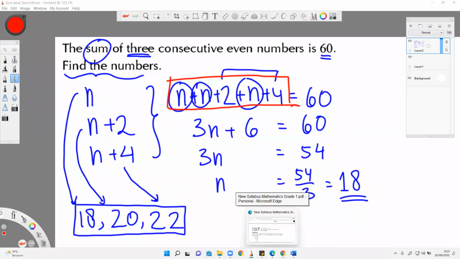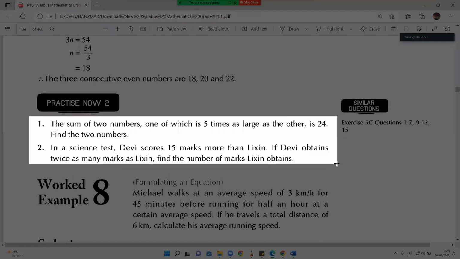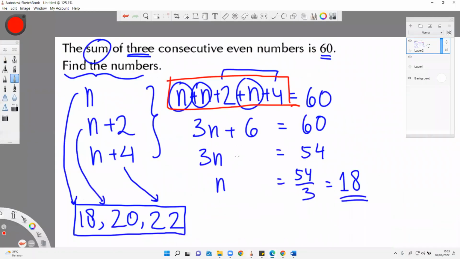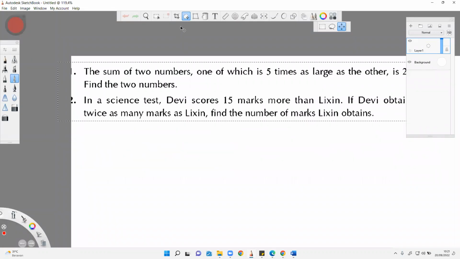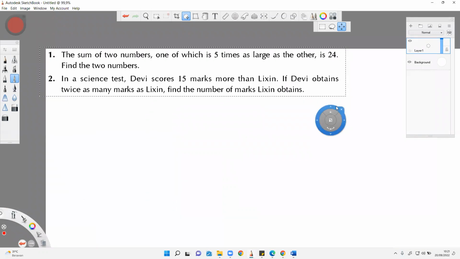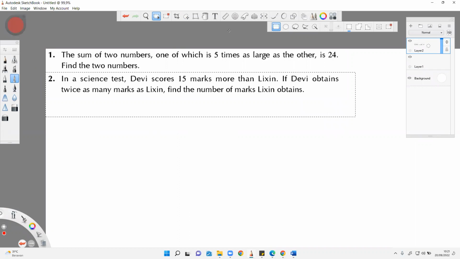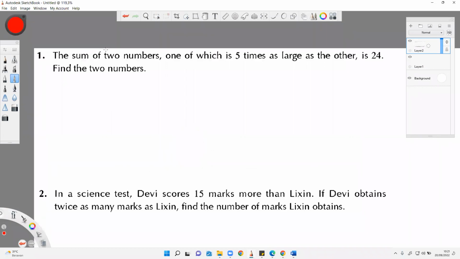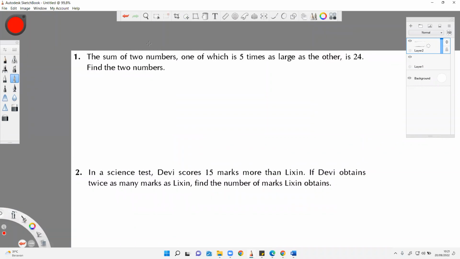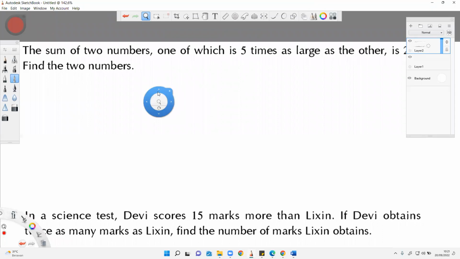Okay, so we might continue to the next question. Practice now. Okay, let's see. Guys, this is a bit complicated. So do it slowly. So for the practice now, you can look at the question and see first. I don't want you to do fast, but you have to do it right.